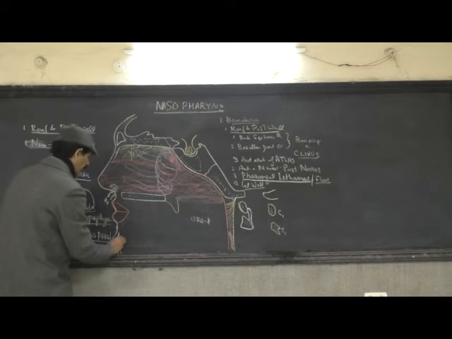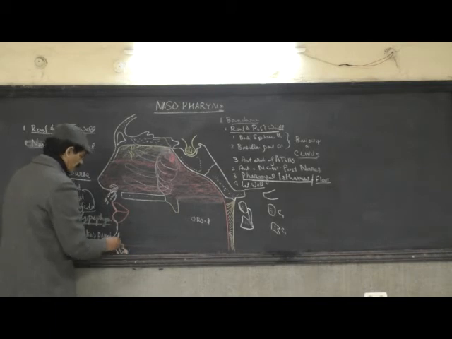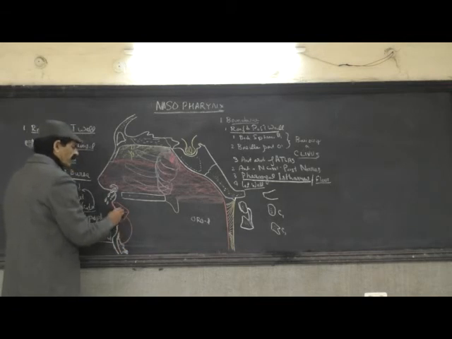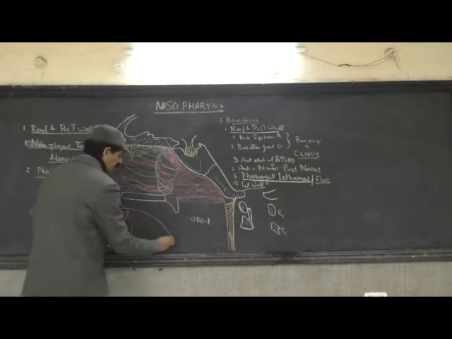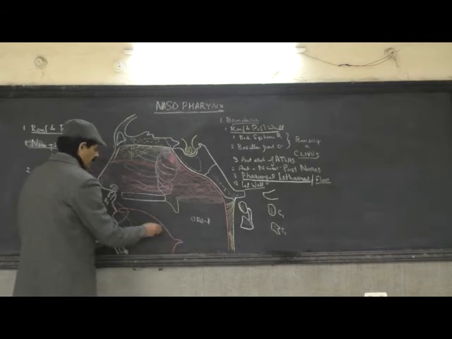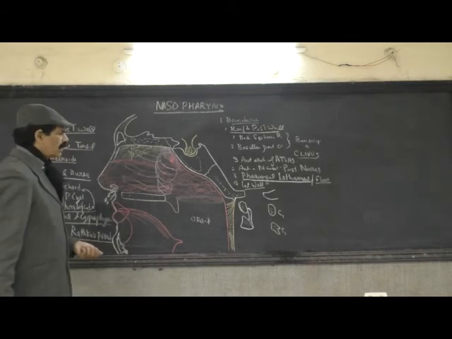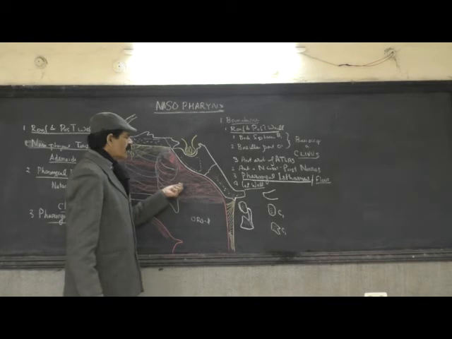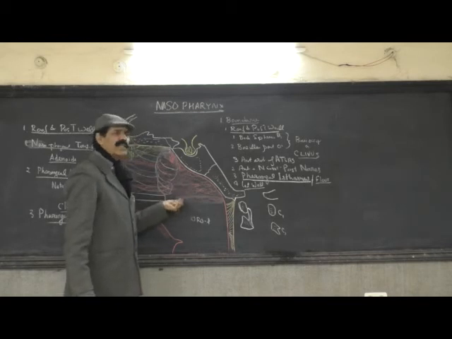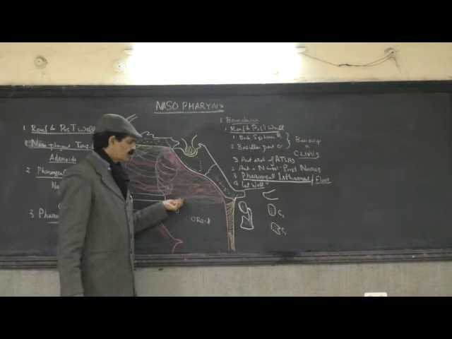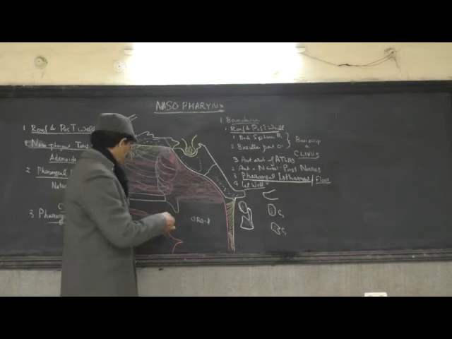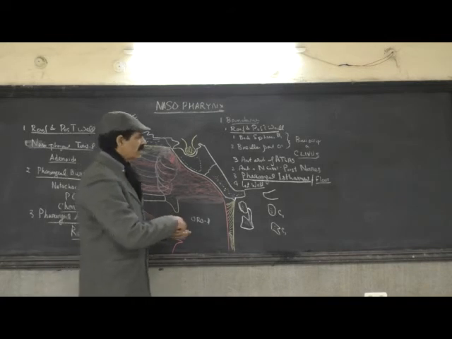Here lies the mandible, with the superior and the inferior genial tubercles. From the superior genial tubercle arises the genioglossus muscle. So the tongue lies over here in the oral cavity. So the communication between the nasopharynx and the oropharynx is called the nasopharyngeal isthmus, and it is guarded by what is called the Passavant ridge.